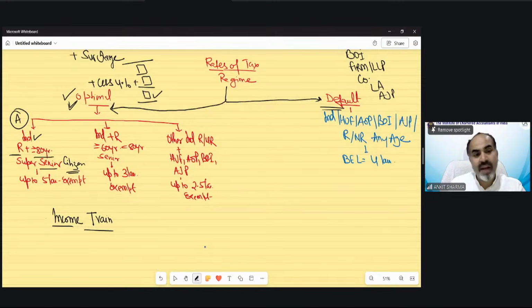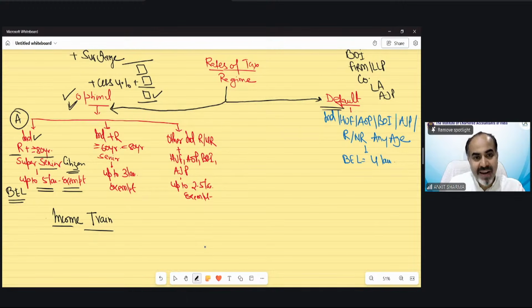For this category of individual, up to 5 lakh rupees is exempt. So if you are a super senior citizen, you need not pay tax up to 5 lakh rupees of income. This is your basic exemption limit. We call it the basic exemption limit. Does any one of you fall in this category? Of course not. You should be a resident and age must be more than or equal to 80 years. Then you need not pay any tax up to 5 lakh rupees.